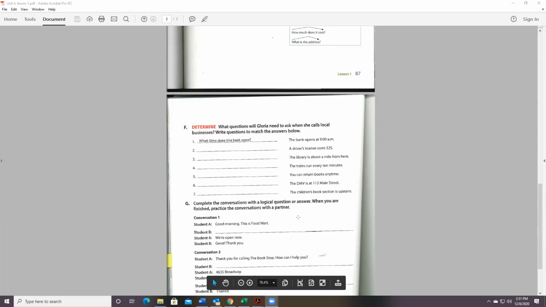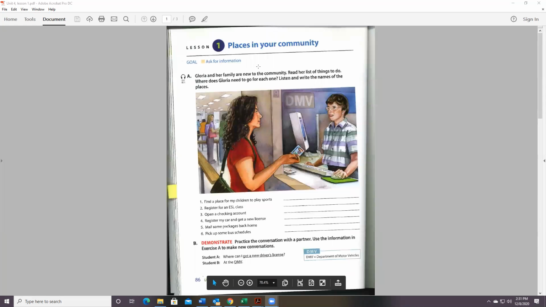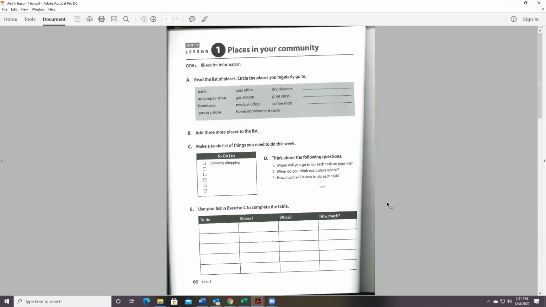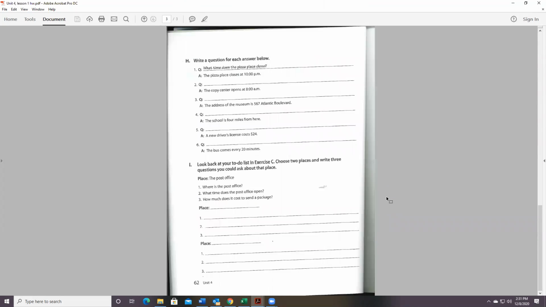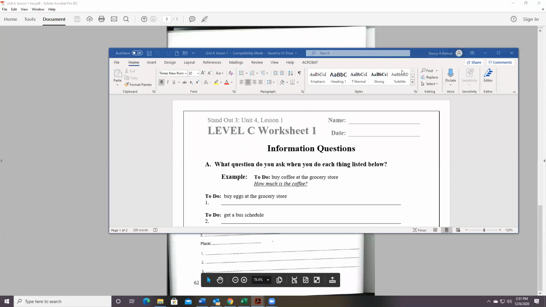Now, that is it for Unit 4, Lesson 1. You do have a homework, looks like this, page 60, 61, and 62. Okay, and then you also had an activity like this.